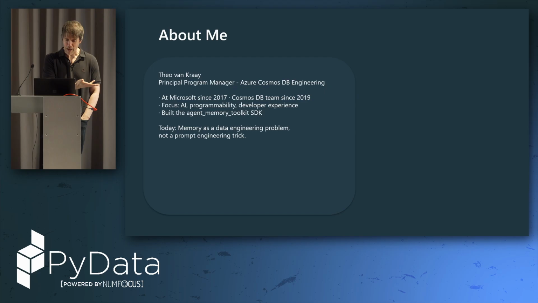So I'm presenting memory as a data engineering problem rather than a prompt engineering trick. And all I mean by that, to give a different analogy, you've probably heard the expression, any old idiot can build a bridge, but it takes a civil engineer to build a bridge at the right cost. Well, any old idiot can build an agentic system with memory. You just stuff everything into the context window and everything's fine, and it's going to cost you an absolute fortune.